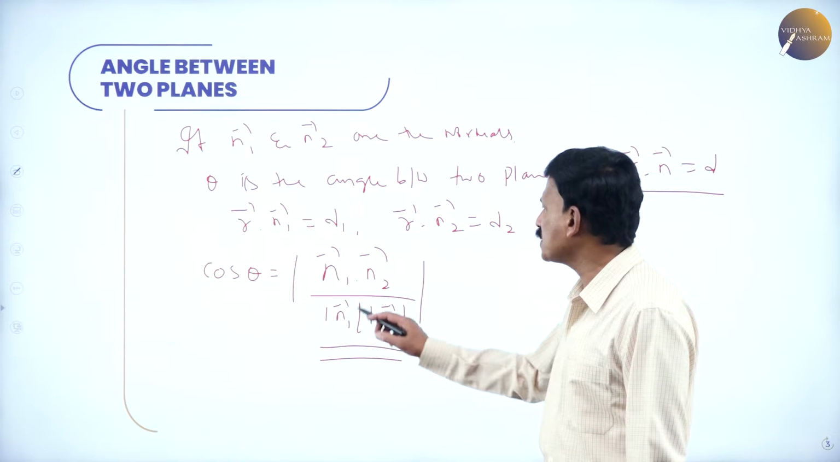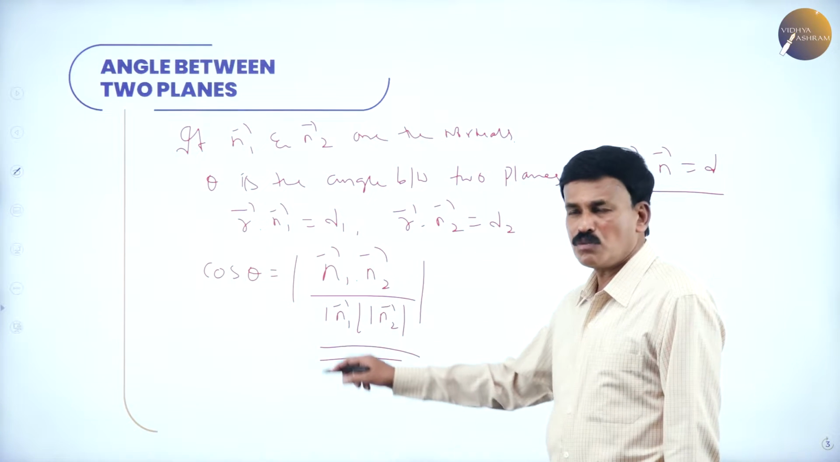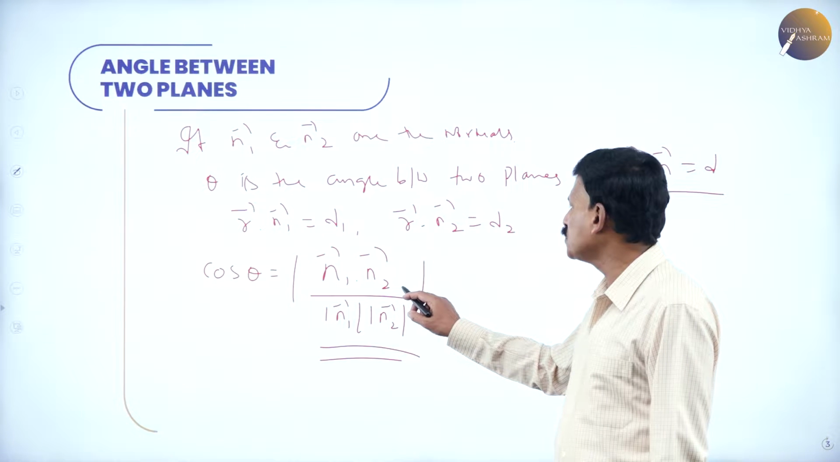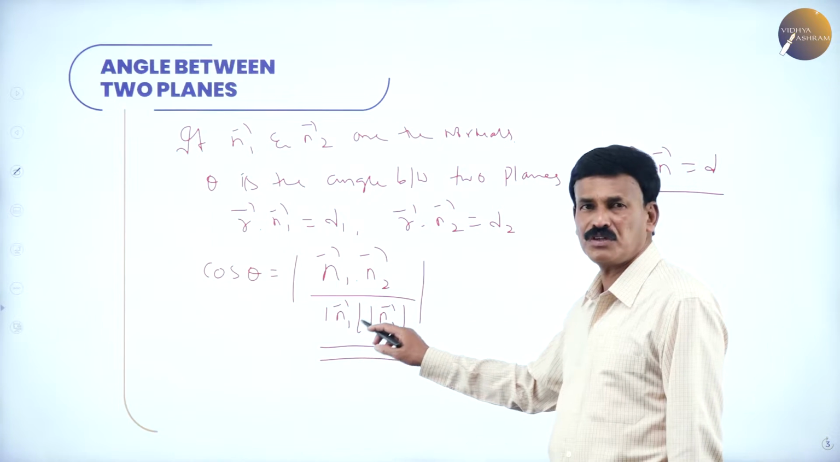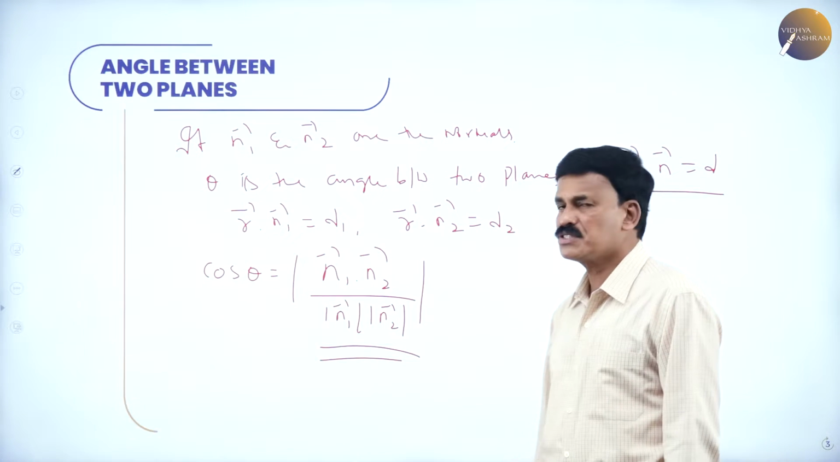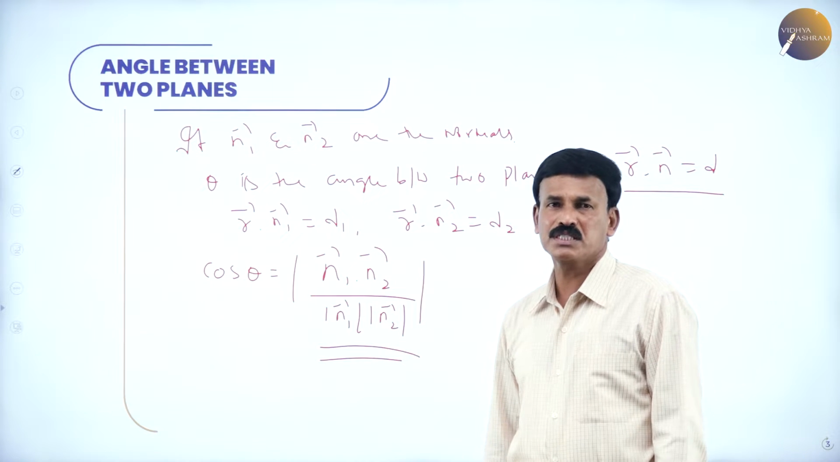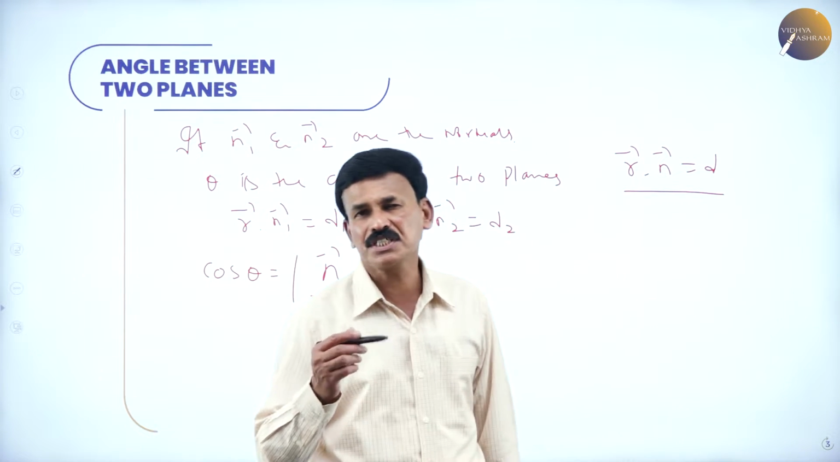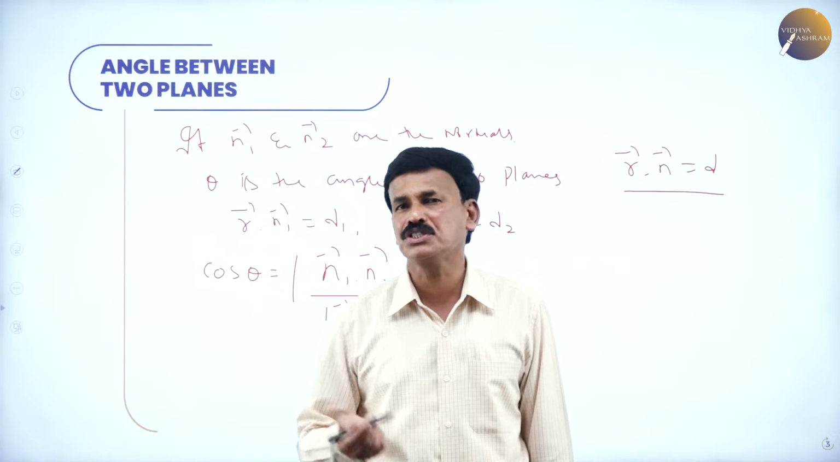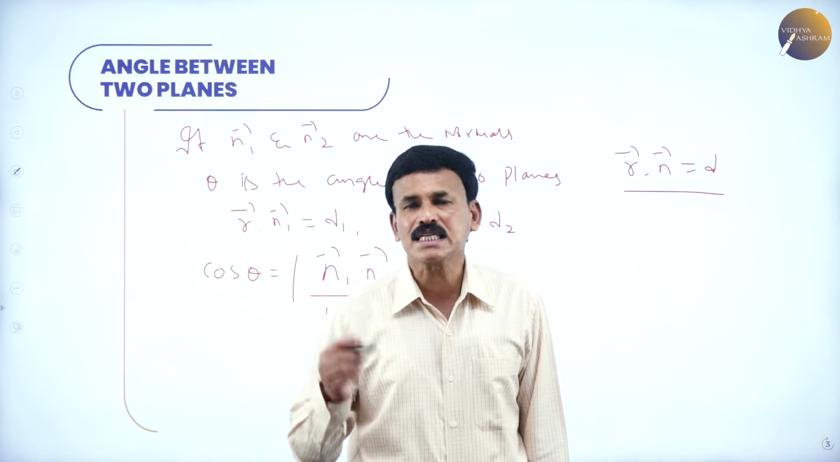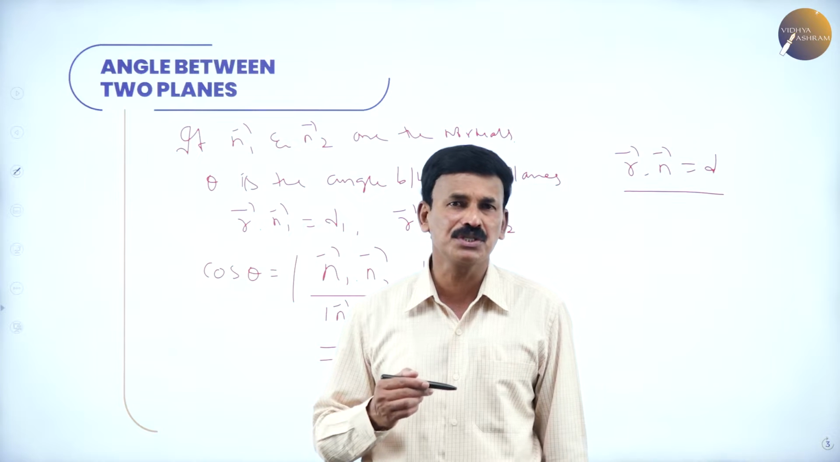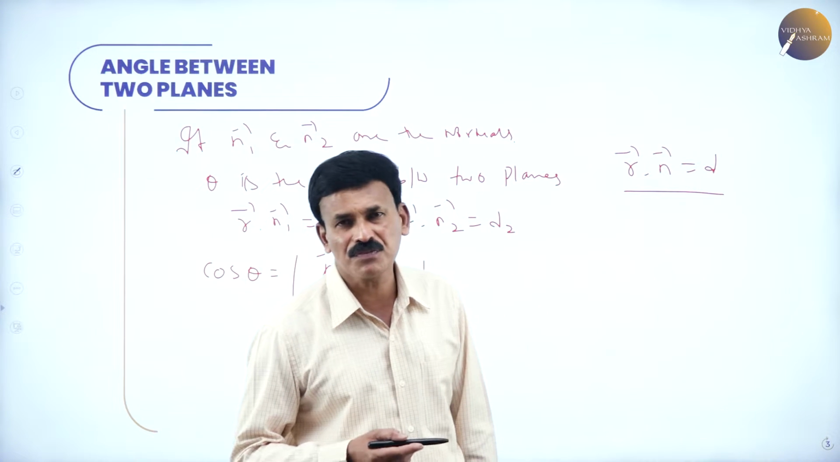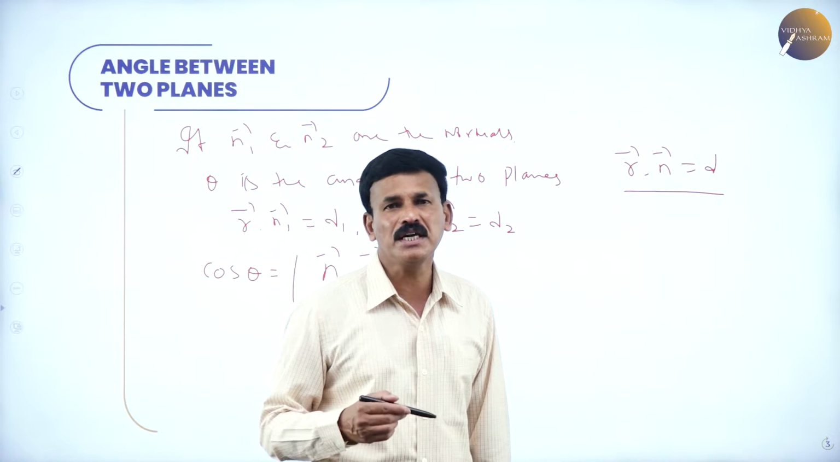So the angle of intersection between the two planes is the modulus of n1 dot n2 vector divided by length of n1 into length of n2, which will give the angle between the two planes in the vector form. Now to find the angle of intersection between the two planes in the Cartesian form, let us consider the direction ratios for the first and the second plane.